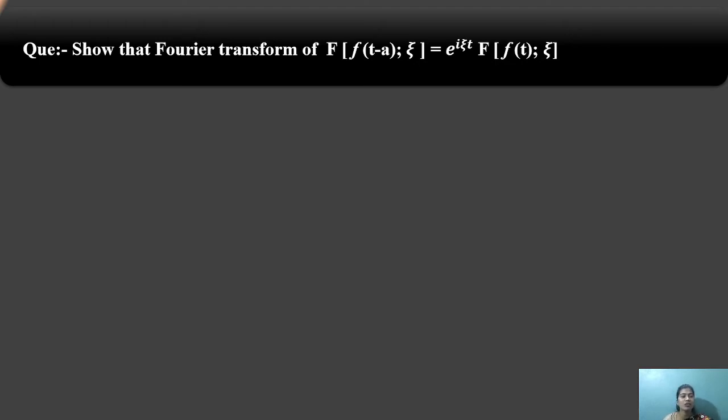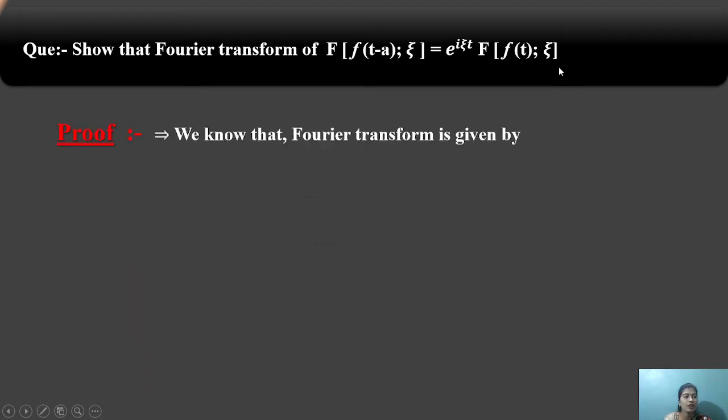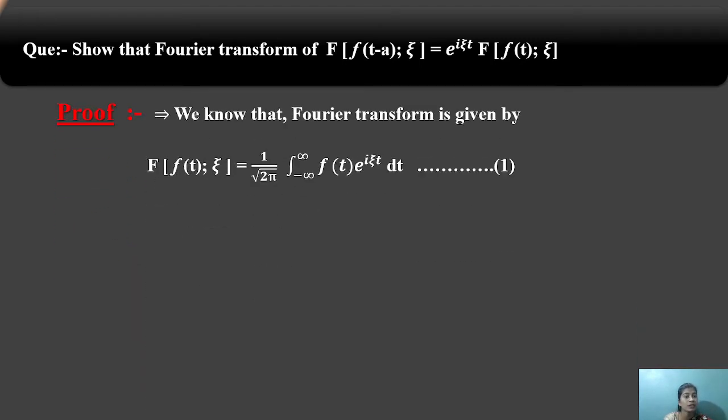Okay, let us start with the first example. Show that the Fourier transform of f(t minus a), at xi, equals e to the power i xi a times the Fourier transform of f(t), at xi. This is the given statement of the first example.